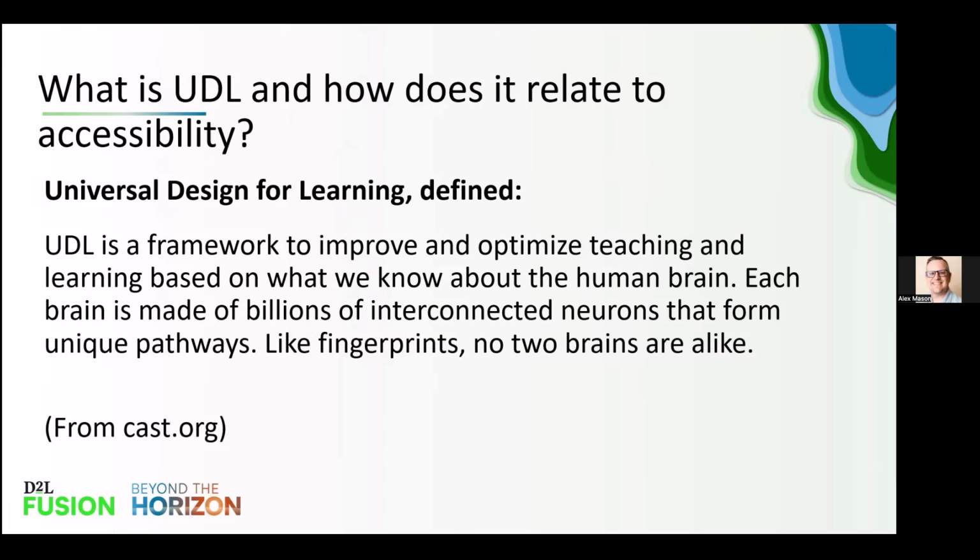So UDL stands for Universal Design for Learning. And from CAST.org, the definition is that UDL is a framework to improve and optimize teaching and learning based on what we know about the human brain. Each brain is made of billions of interconnected neurons that form unique pathways. So consider this like fingerprints. No two brains are alike. And so we have to take this mindset with us as we create content for all of our learners, our students, as we're constructing and creating these materials.